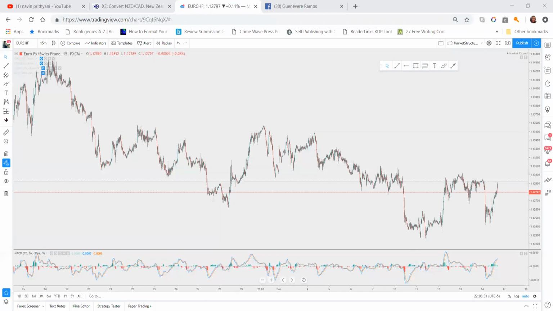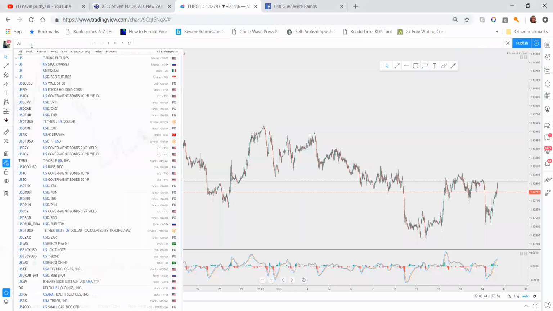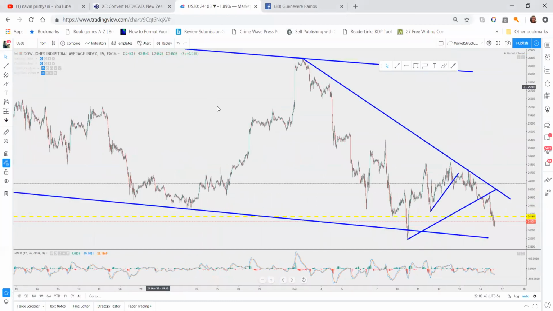So does anybody else have another pair they want to look at? Yep, I had US 30 marked up and it actually played out. Let's check UCAD back out.